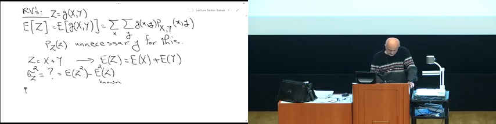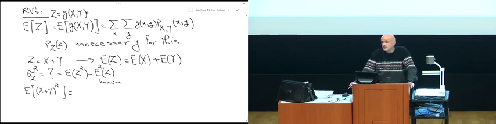Now, what is E of z squared? E of z squared, isn't that just E of x plus y squared? Isn't this some function g of the random variables x and y? Okay. So let's figure this out.